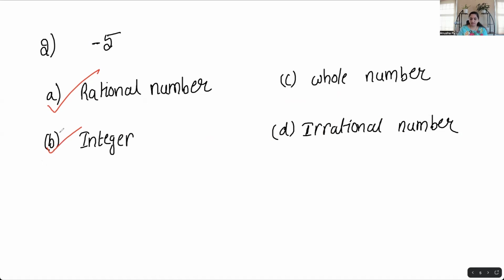Is -5 a whole number? No, because whole numbers are just the positive numbers like 1, 2, 3, 4, 5, and so on. Is it an irrational number? It is not an irrational number because irrational numbers are pi, square root of 2, square root of 3, square root of 5, square root of 9. So -5 is not a whole number because it should have only positive numbers. Okay, and it is not an irrational number.